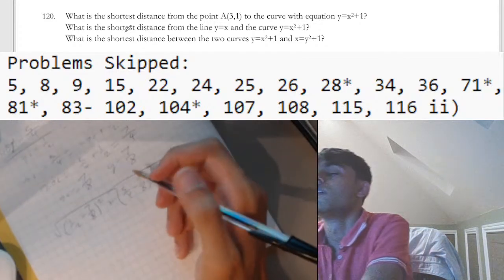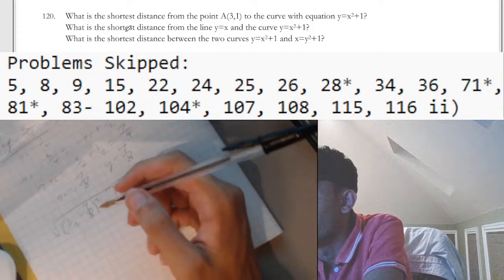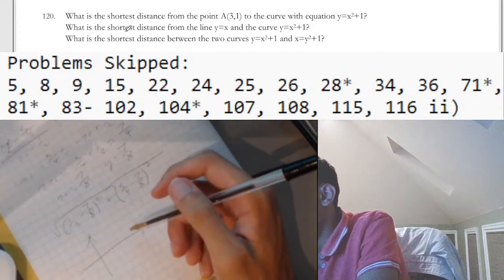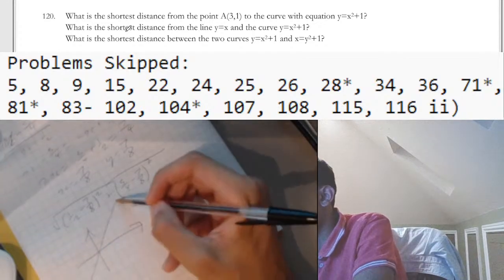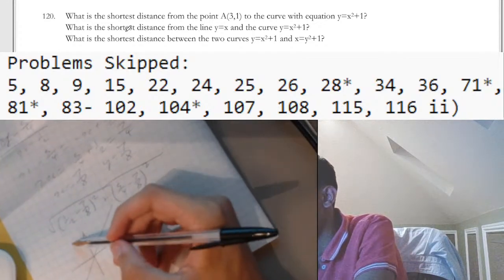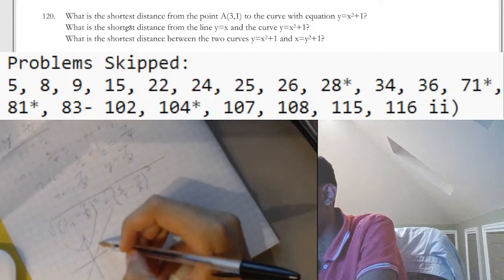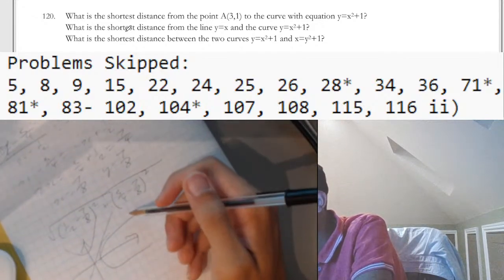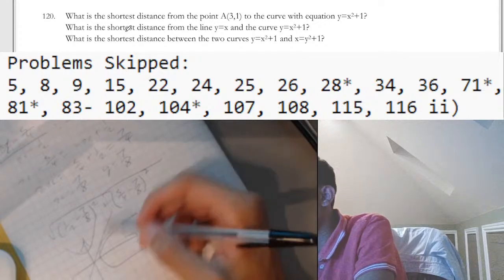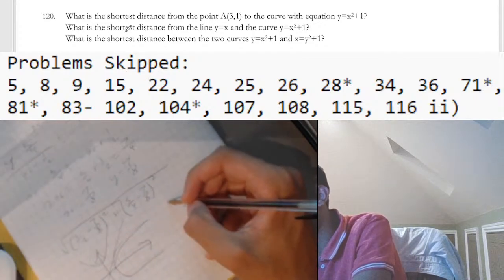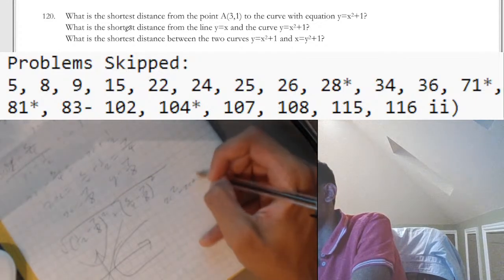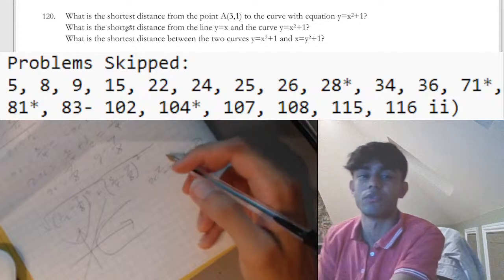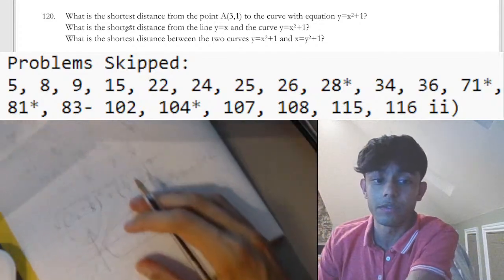Yeah, that's the answer. And then shortest distance between those two curves. Well, it's symmetric in x equals y. So you have like two curves, something like this, and something like this. Do they intersect x equals y? Probably not. Because x squared minus x plus 1 doesn't have any roots because the discriminant is negative.